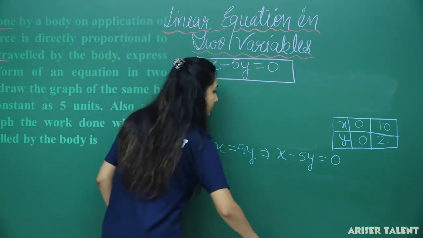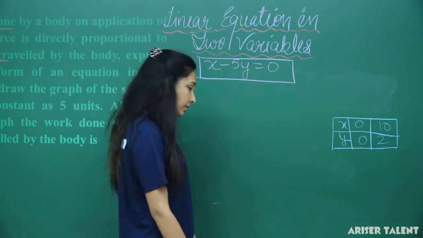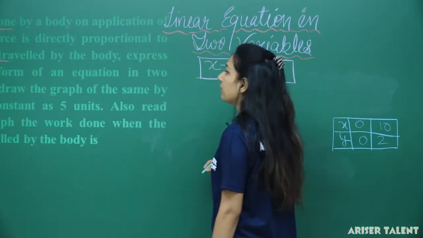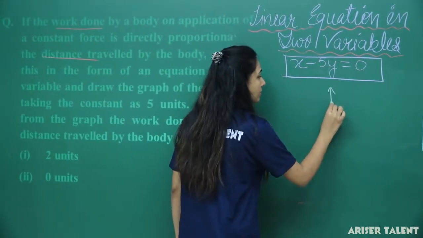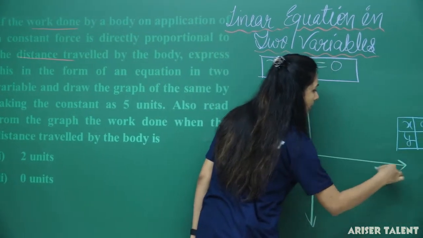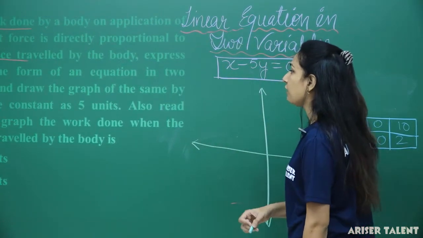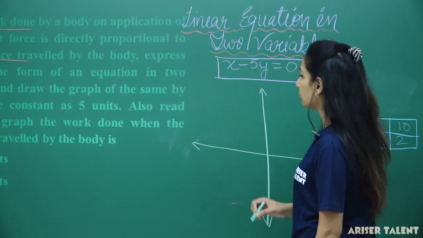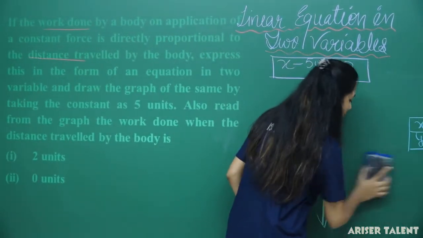Okay, now I have to make the graph, right students? So okay, let's do the graph work. In the form of the equation in two variables, draw the graph of the same by taking the constant as 5 units. Right. And by taking the constant 5, also read from the graph the work done when the distance travelled by the body is 2 units and 0 units. Okay. So, we have to use our scale for this.